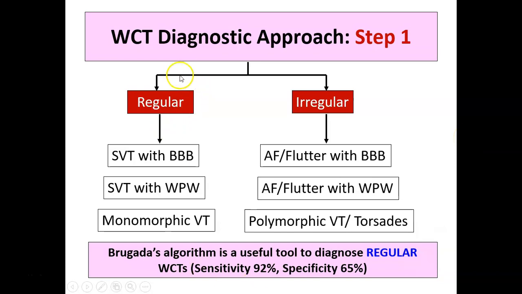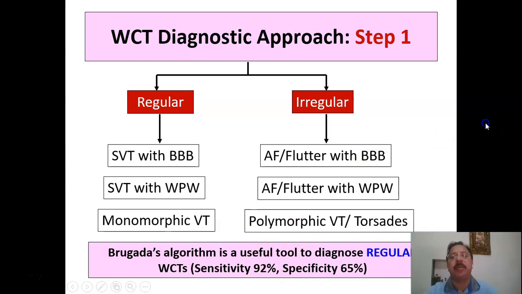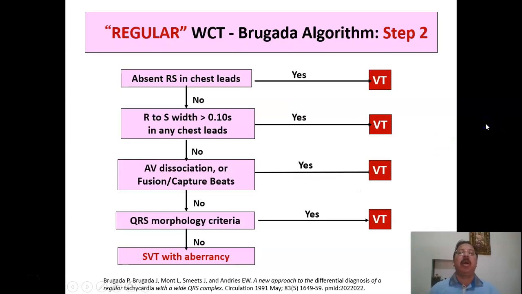But the issue is with the irregular wide complex tachycardias, and this is the most difficult ECG tracing to interpret. So Brugada's algorithm, which we are soon going to see, is a useful tool to diagnose regular wide complex tachycardia. It's very sensitive and specific. So this is your Brugada's algorithm, and it's step 2 of the wide complex tachycardia interpretation.